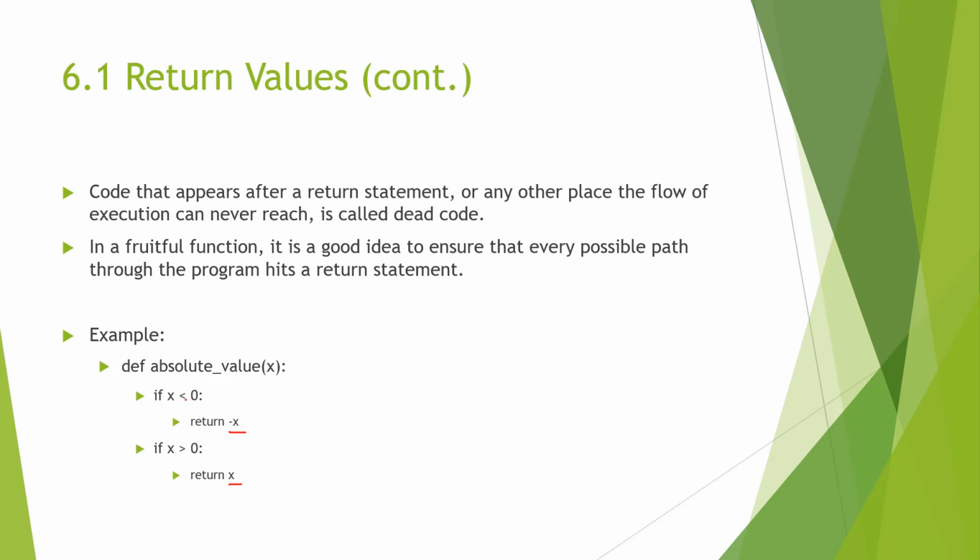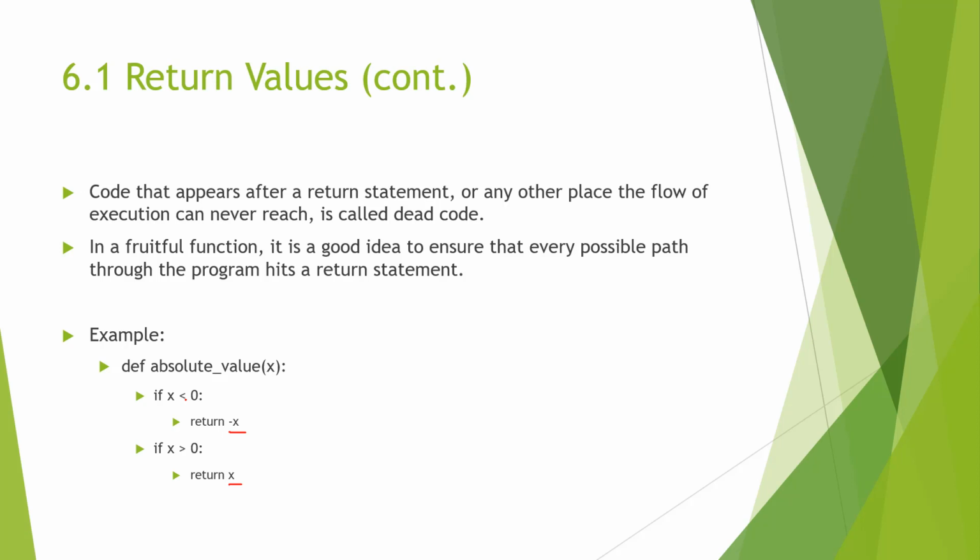So in a fruitful function, it's a good idea to ensure that every possible path through the program actually has some form of return statement. That way, we can ensure no dead code. This function is incorrect because x happens to be 0, so neither condition could be true. So that's why it's always a good idea to verify, to test, to troubleshoot, to ensure all paths of a program can actually be run.